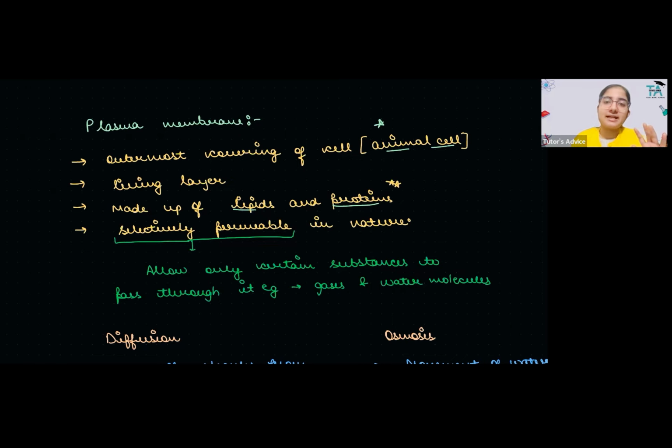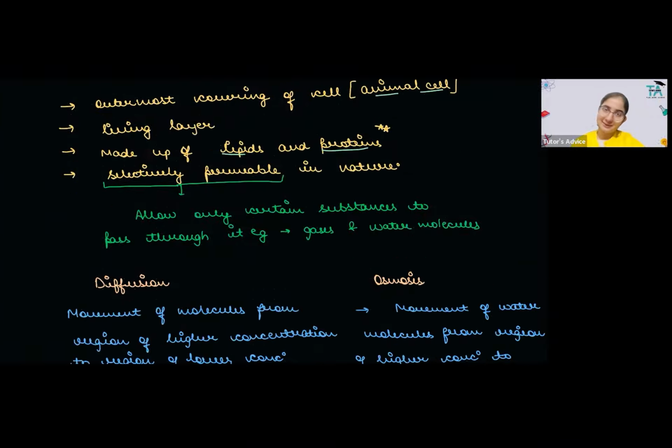The fourth point is that it is selectively permeable in nature. What is the meaning of selectively permeable again? That it is going to allow only certain substances to pass through it. The plasma membrane is so selective that it works as a checkpoint. It looks at the molecules. If they are gaseous molecules or water molecules, it will allow them to pass through. But if it is any other kind of molecule, then it will ask to pay some amount, and that amount is going to be in the form of energy.